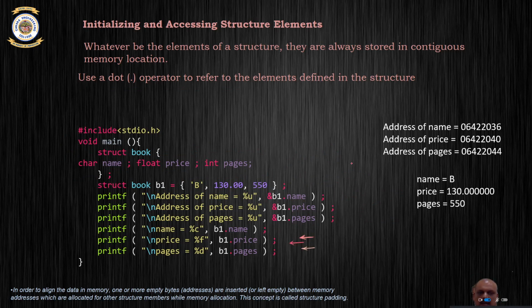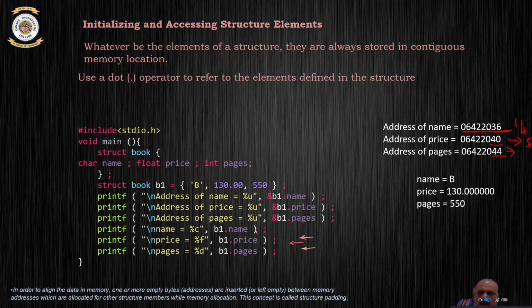So this is the output that I get when I run this code on my compiler. You see the address of name starts at 36, okay, and the address of price starts at 40. So basically I expected it to give 1 byte for the character. However, the compiler has allocated 4 bytes for this, and similarly 4 bytes for the price, the float value as well. Okay, and another 4 bytes are being allocated for the pages, which starts at 44.